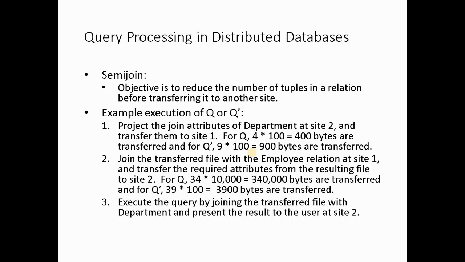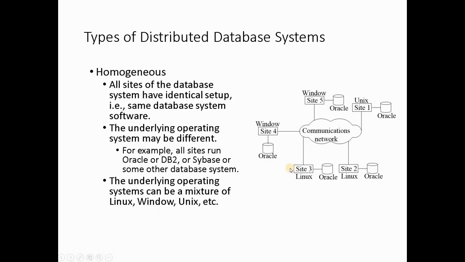So let's say it's 34 bytes, then into 10,000, you get 340,000 bytes. And Q dash will be 39 into 100, 3,900 bytes. Then execute the query by joining the transferred file with the department relation present at site 2. So these optimizations are possible, and you need to consider the details.